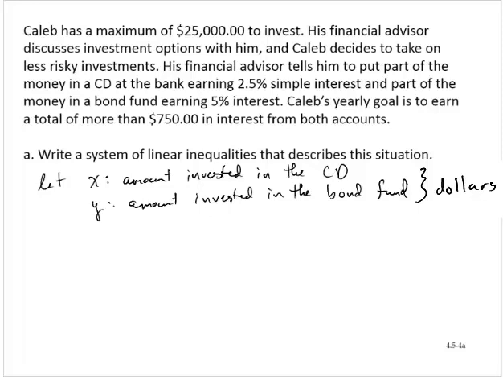So now let's write two inequalities based on the statements. Caleb has a maximum of $25,000 to invest. Now we have an amount invested in a CD, we have an amount invested in a bond fund. The maximum amount, though, is $25,000. So then X plus Y must be less than or equal to $25,000.